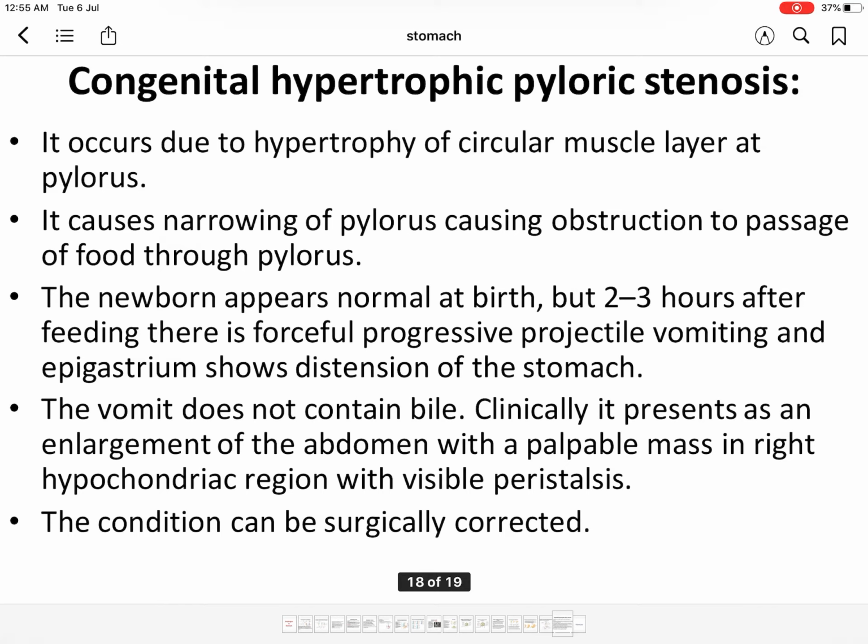So there will be projectile vomiting and distension of the stomach, and the vomitus doesn't contain any bile, because for any obstruction proximal to the opening of the bile duct, or we can say proximal to the second part of the duodenum, the vomitus will not contain any bile. There will be a palpable mass in the right hypochondrial region with visible peristalsis. So these are the features of congenital hypertrophic pyloric stenosis, and the treatment is surgical correction of the condition.